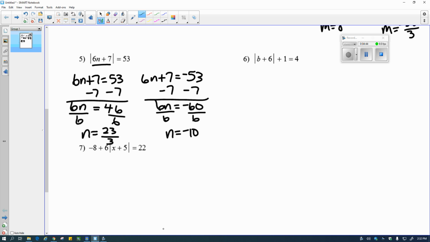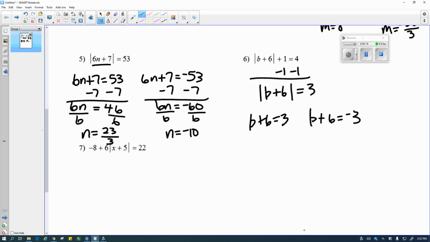Now the last two problems are going to be a little bit different because I'm going to have some work required prior to breaking it apart. The key to solving these absolute value equations is I need to have the absolute value alone on one side. And so on problem number 6, I have to remove that 1 first. So the absolute value of b plus 6 equals 3. Now I can break it down. b plus 6 is positive 3, or b plus 6 is negative 3.